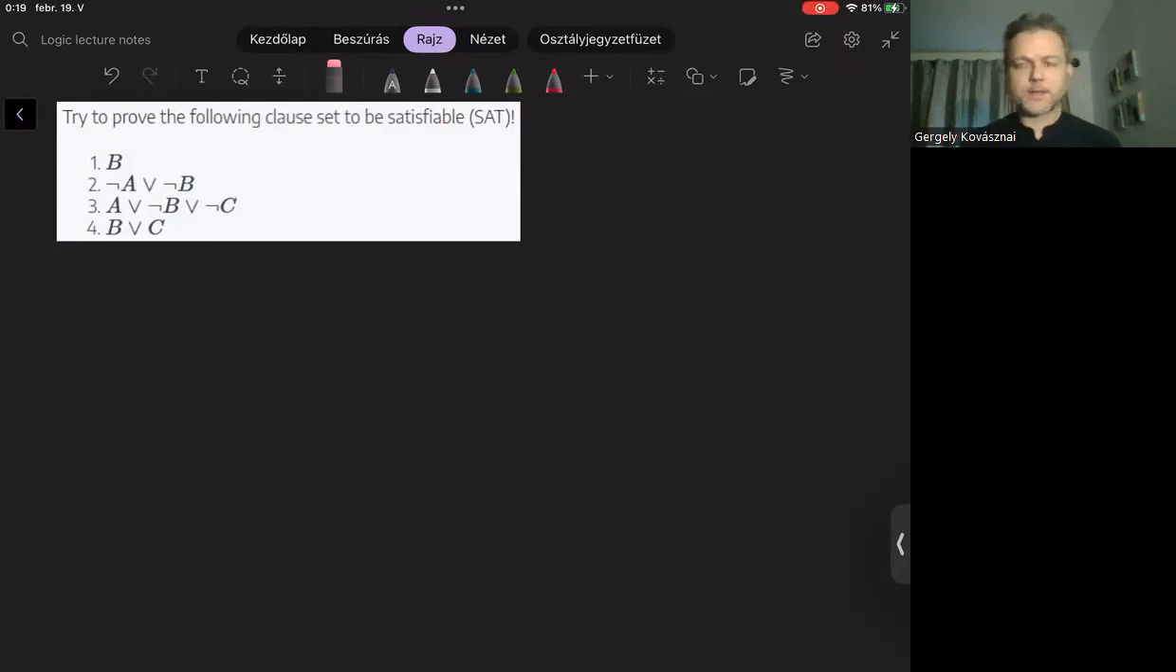In this exercise, we are given a closed set, and the task is now to prove that the closed set is satisfiable. And we are supposed to use the resolution algorithm for that. How can the resolution algorithm prove a closed set to be satisfiable? Well, we have to try to apply all the possible resolution steps.